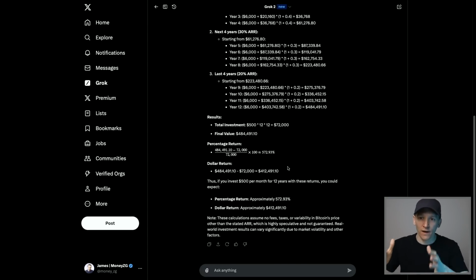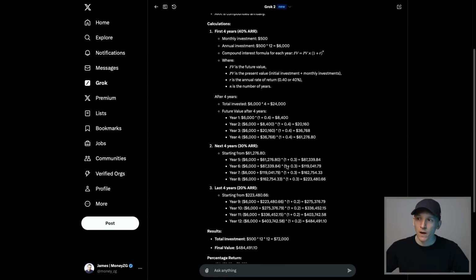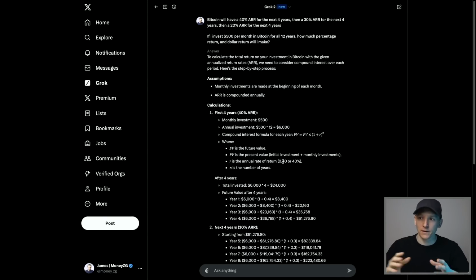The base level return that you should be benchmarking here over the next 12 years is 600%. That is what you should be making on your money. Now, I went to Grok. I used to do these calculations manually, but it's great that we have AI these days. Bitcoin is going to have a 40% ARR, annual rate of return, for the next 4 years. Then it's going to go down to 30, and then it's going to go down to 20.